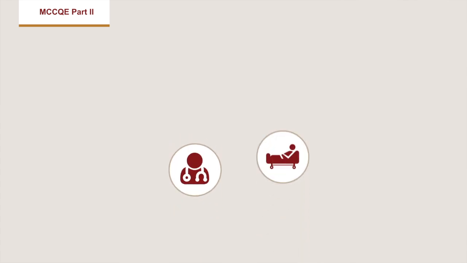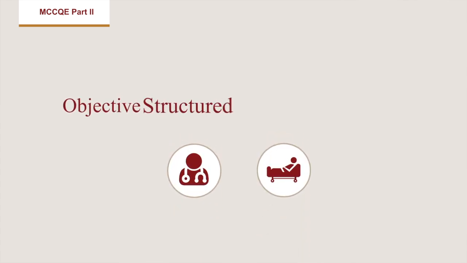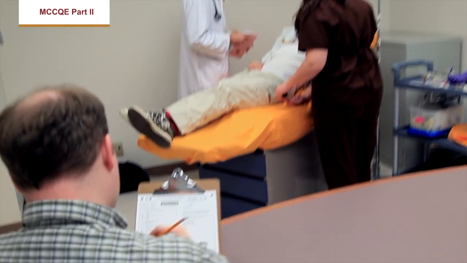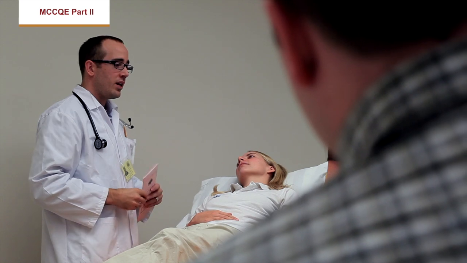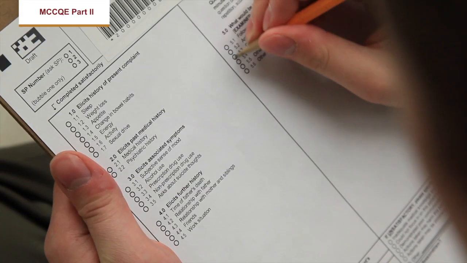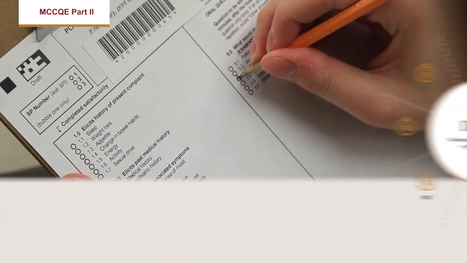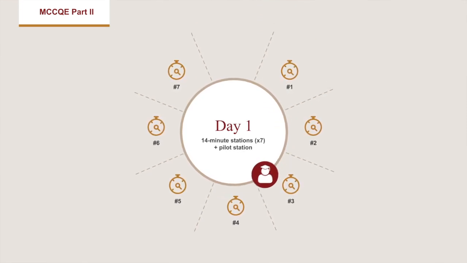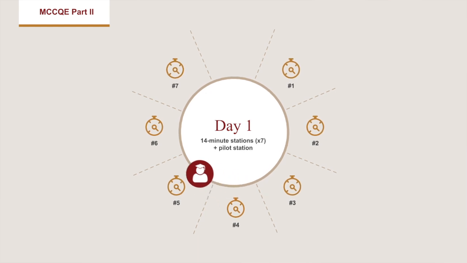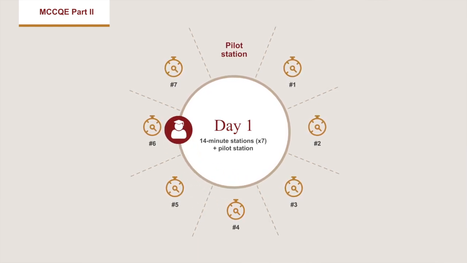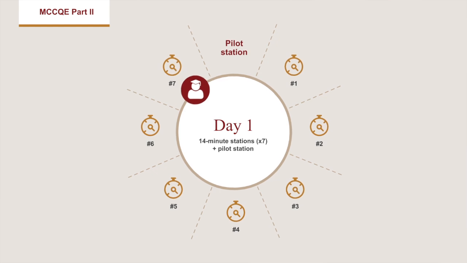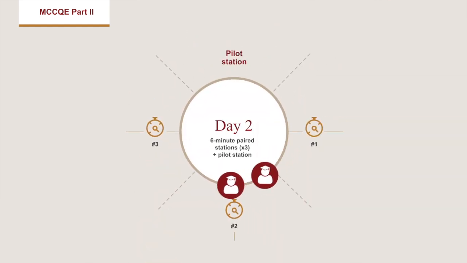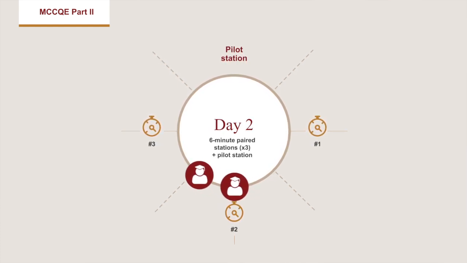The Part 2 examination format is what we call an objective structured clinical examination, or OSCE. It features clinical stations, each with a physician examiner and a standardized patient. This exam takes place over 2 days. Day 1 will have 7 14-minute stations with 2 minutes in between each of the stations. There will also be 1 pilot station incorporated into that day. Day 2 will be 3 paired stations and 1 pilot station.